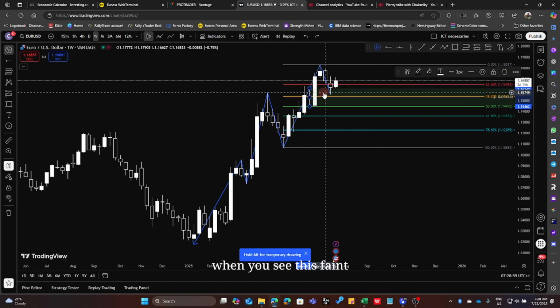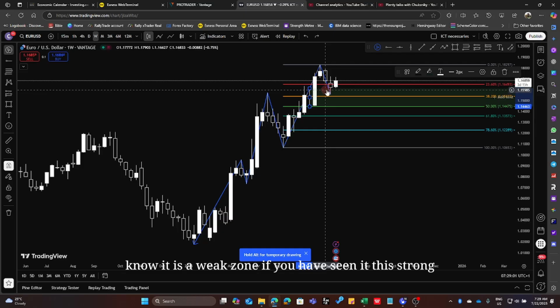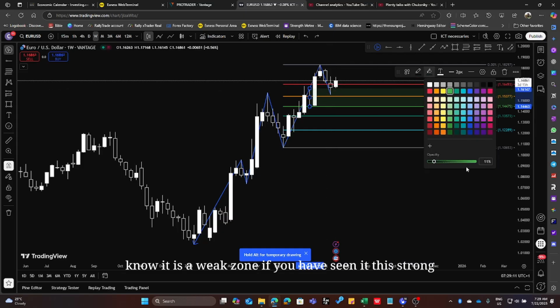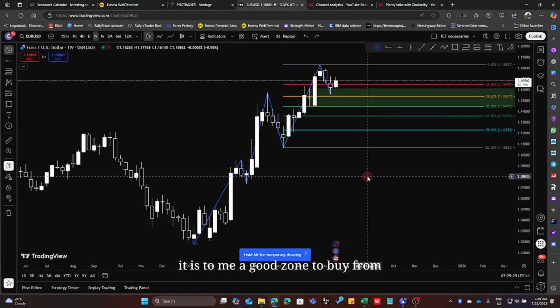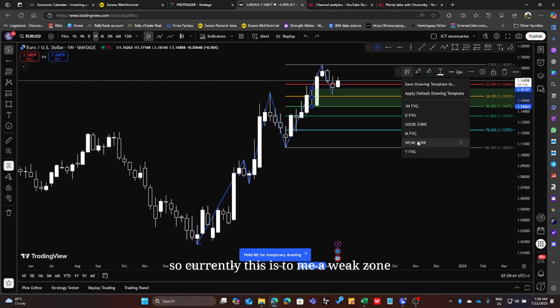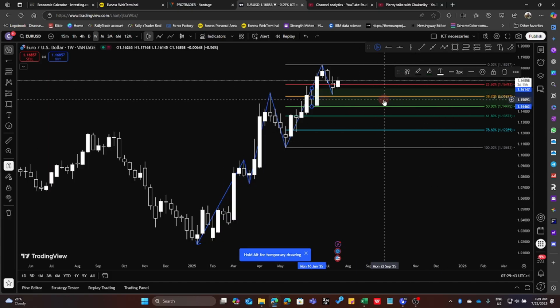This color, when you see this faint, know it is a weak zone. If you are seeing it this strong, probably around my 20-25, then know it is to me a good zone to buy from. So currently this is to me a weak zone. That is what it is to me, a very weak zone.